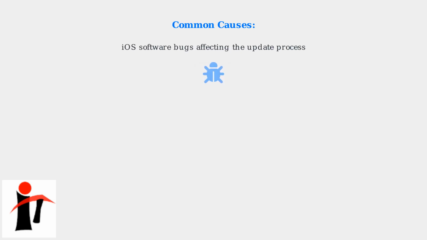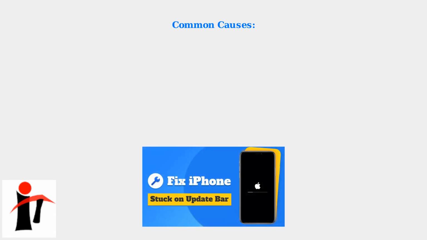Fifth, iOS software bugs can affect the update process. Sixth, regional or language setting incompatibilities can cause issues. Seventh, carrier restrictions can interfere with downloads. This video will guide you through troubleshooting steps to resolve these issues.